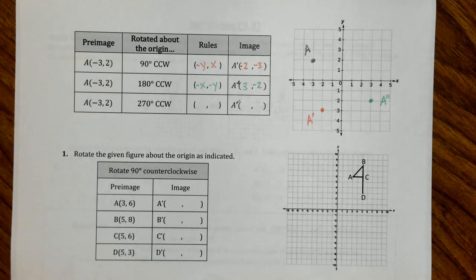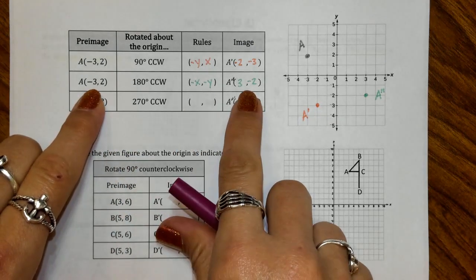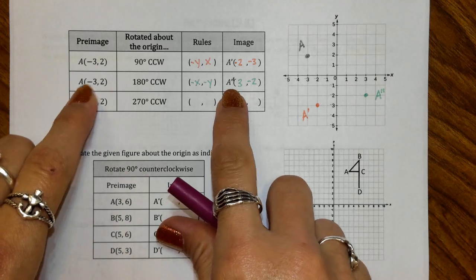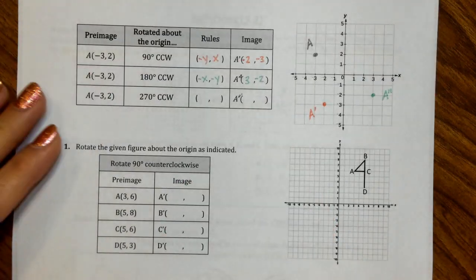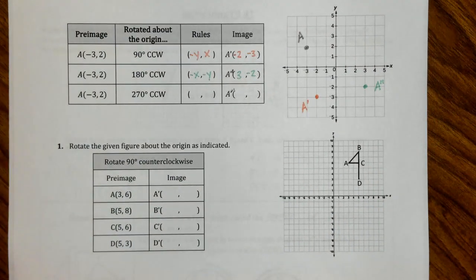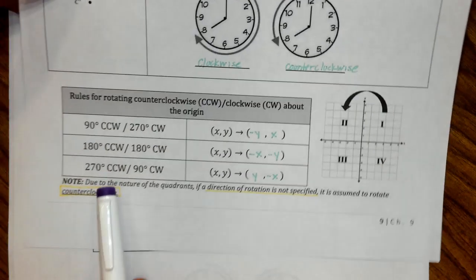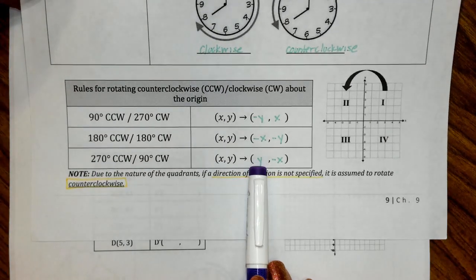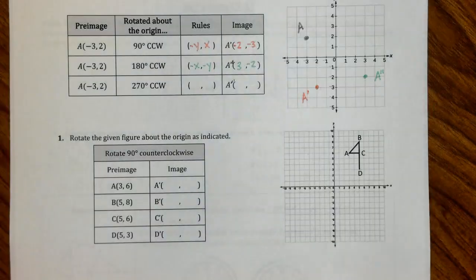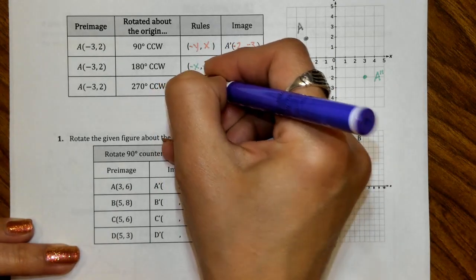So that's your rotation. Or, like we said, you just change the sign of both of them. Okay, -3 went to positive, +2 went to negative. Now with your 270, again, we're taking a look over here at our rules. And our rules told us that with 270 counterclockwise, we're going to switch them and change the x coordinate. So we have y, -x.